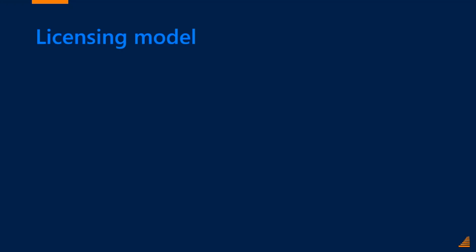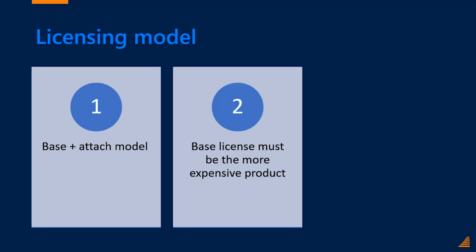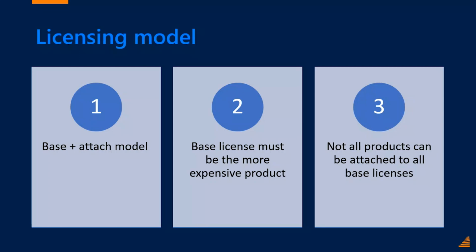Now, the licensing model is relatively straightforward up to a point. So it's under what we call a base and attach model. So you have a base license that's your foundation, and then other attached licenses sit on top. And those base licenses have to be the more expensive product. So when you're looking at the price list, you'll see there are different prices, which we'll touch on. The base license, always the most expensive.